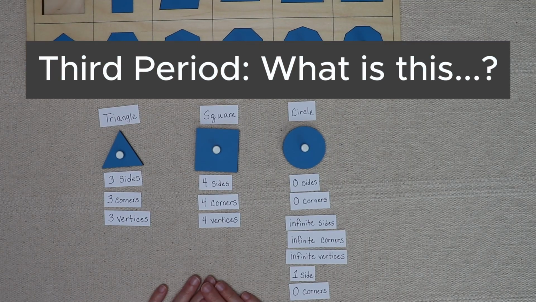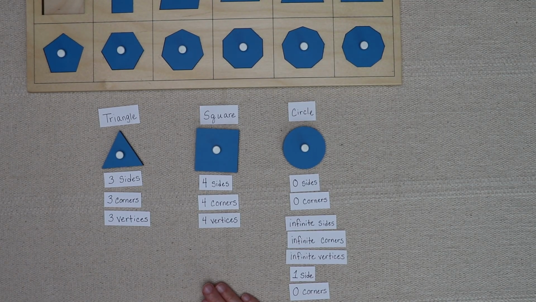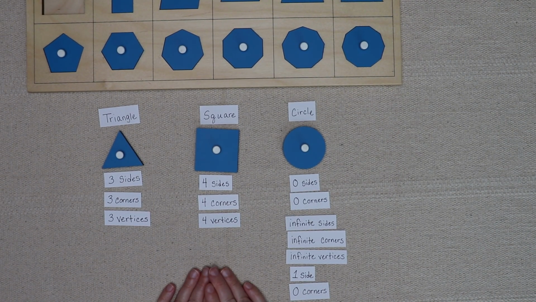Now let's go to the third period where we're going to wrap up the lesson. This is the what is period, and this is where we're going to assess our students' learning during this lesson. Close your eyes. When you open them, I'm going to ask you to tell me which shape is missing.